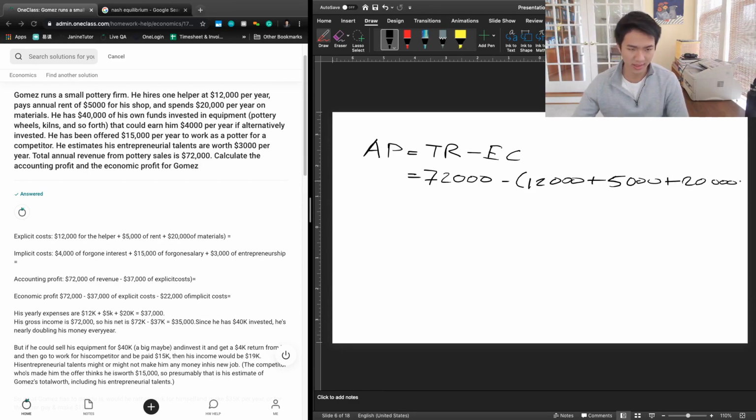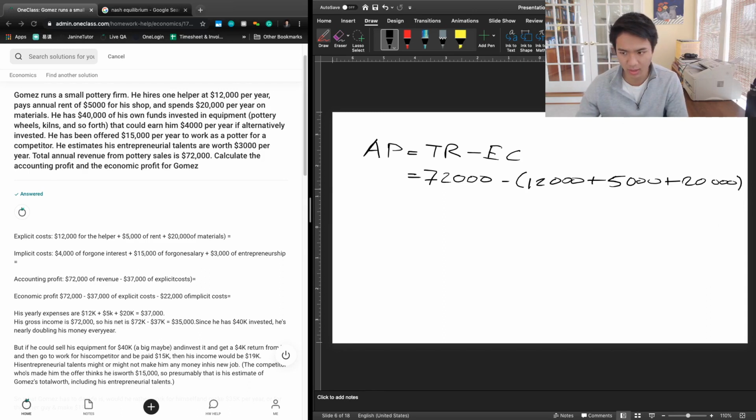Is there anything else? He has $40,000 of his own funds invested in equipment, but that's not a cash outflow. That stays in his business, so that's not going to be considered an explicit cost. It could earn him $4,000 per year. That's opportunity cost, not an explicit cost, more of an implicit cost. He has been offered $15,000 per year alternatively. That's an implicit cost, not an explicit cost. He estimates his entrepreneurial talents are worth $3,000 per year. Not really an explicit cost either. That's not $3,000 that's leaving the business.